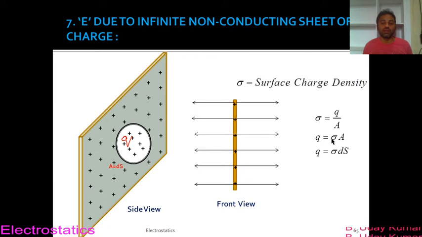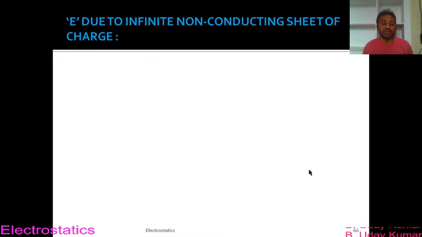So now I can write Q as sigma into A. If I take that area element as ds, I get Q as sigma into ds. So this is the formula that I can write for Q in terms of sigma, to find the value of Q present on a particular region where I have chosen a small area element. We will use this formula in the derivation.